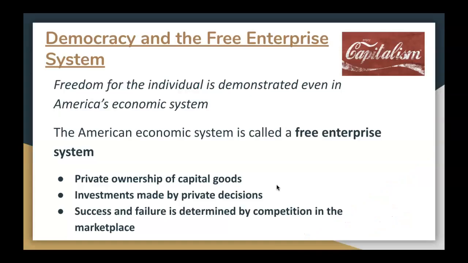Let's lastly look at the way that our government runs in relationship to us and our economy. Democracy and the free enterprise system work together, and they go hand in hand. Freedom for the individual is demonstrated even in America's economic system. The American economic system is called the free enterprise system. Basically, our capitalistic system works off of these principles: private ownership of capital goods, investments made by private decisions, and success and failure determined by competition in the marketplace. If you look at this example up here, you can see this is the Coca-Cola logo representing Coca-Cola.